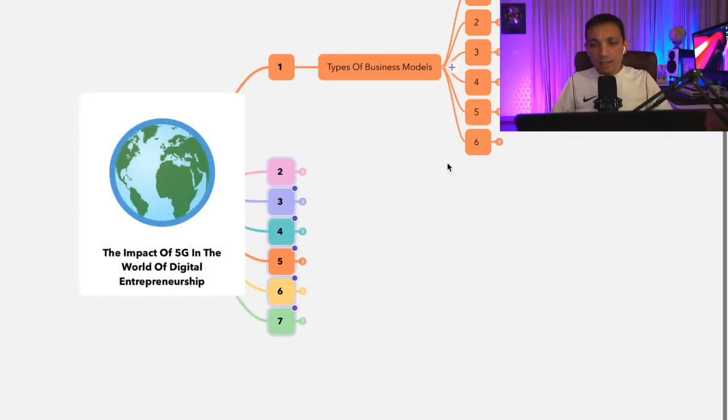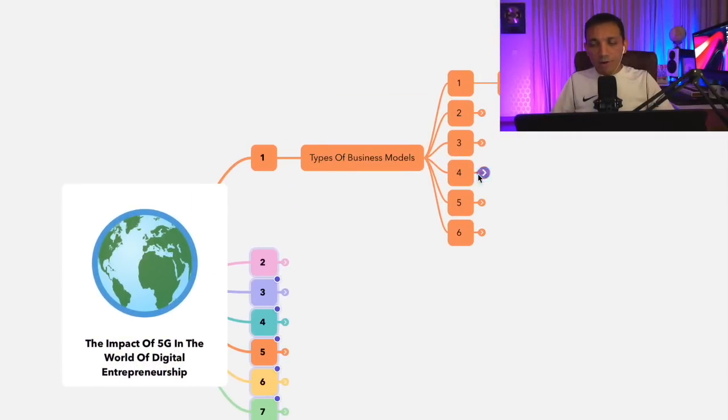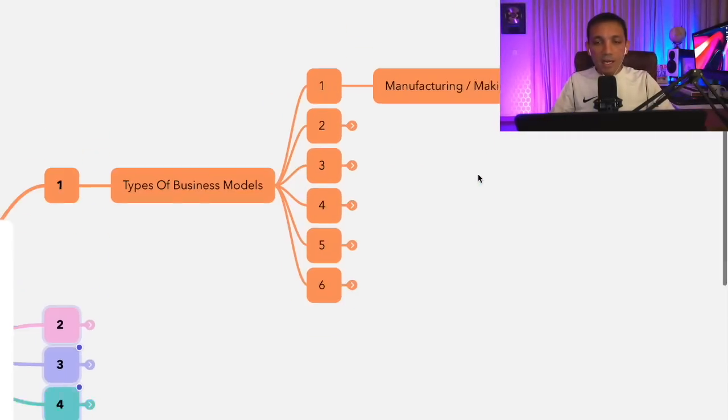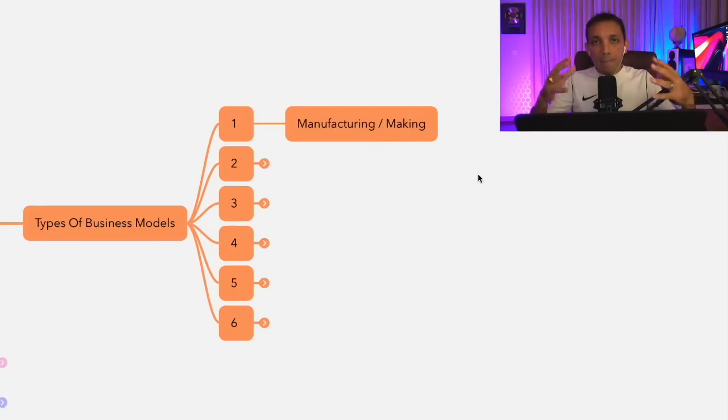Awesome. So first, let me talk to you about the different types of business models. If you look at the traditional business models, there are five types. The first type is a manufacturing company. If you're somebody who's been into manufacturing and making things, it involves people, place, infrastructure, and a lot of capital investment to really make this happen.